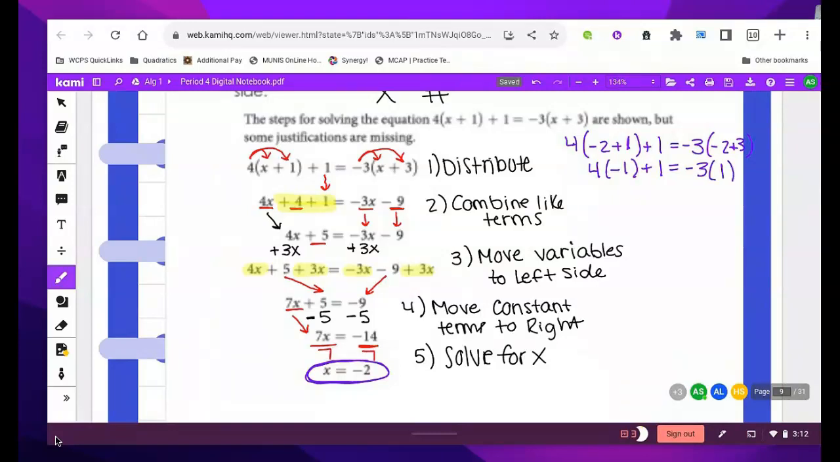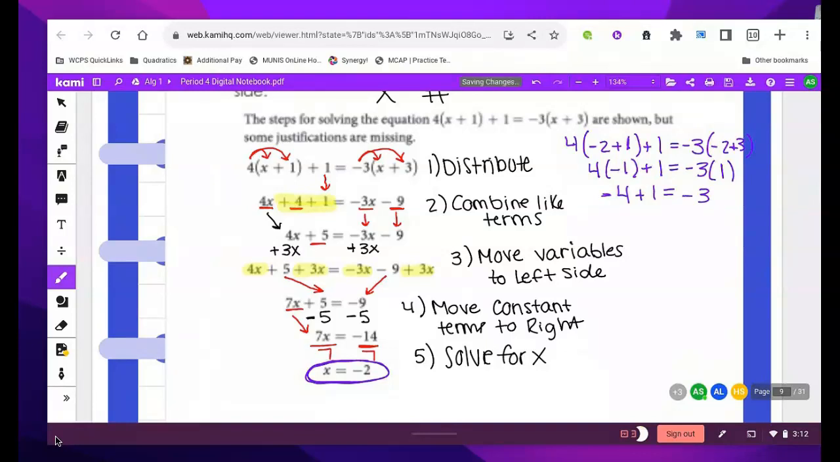So after we do the parentheses, we move on to multiplication. So 4 times negative 1 gives me negative 4. Bring down my plus 1. Multiplication again. Negative 3 times 1 gives me negative 3.